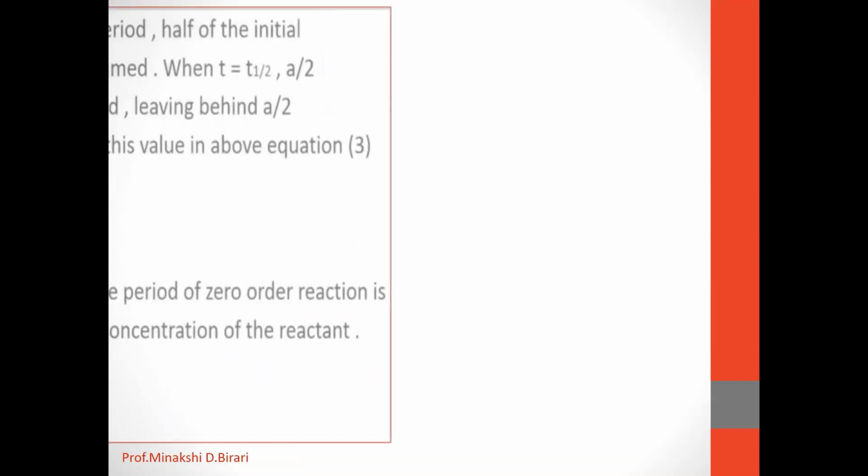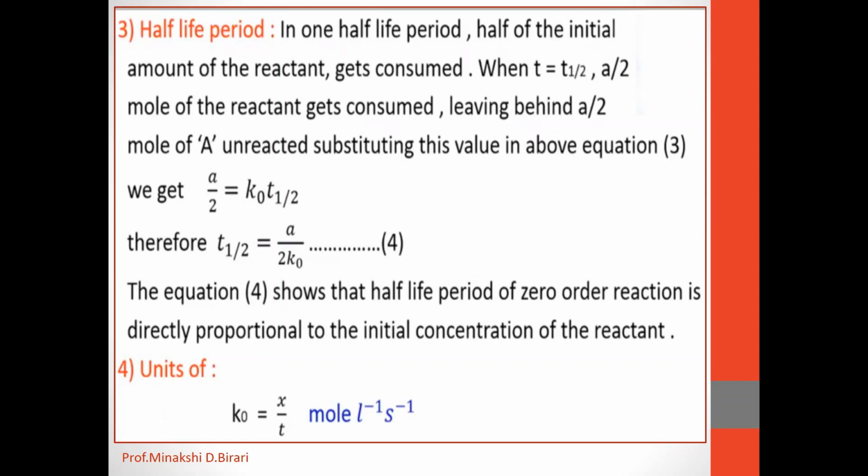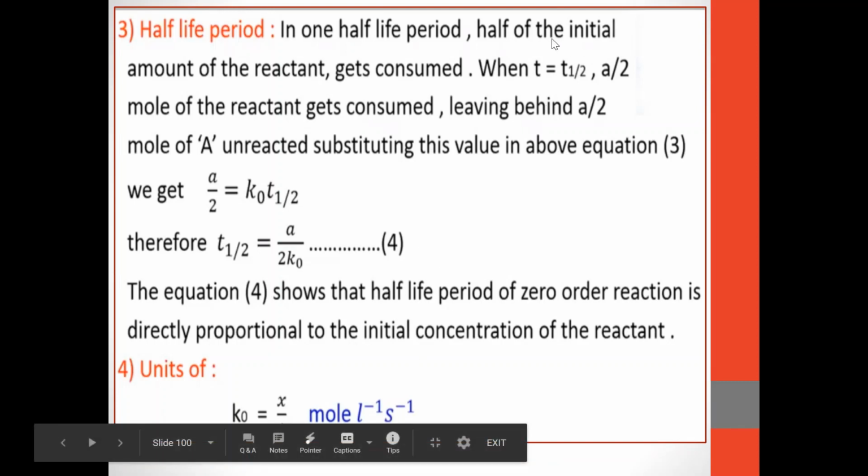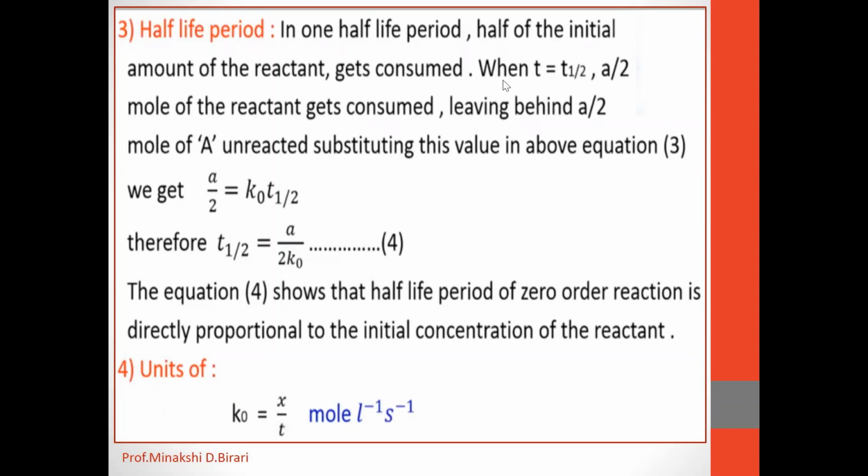Now the third one, half-life period. Let us calculate the time required for completion of half of the reaction. This is called the half-life period of the reaction, that is t1/2. In one half-life period, half of the initial amount of the reactant gets consumed. When t is equal to t1/2, a by 2 moles of the reactant get consumed, leaving behind a by 2 moles of reactant A unreacted.